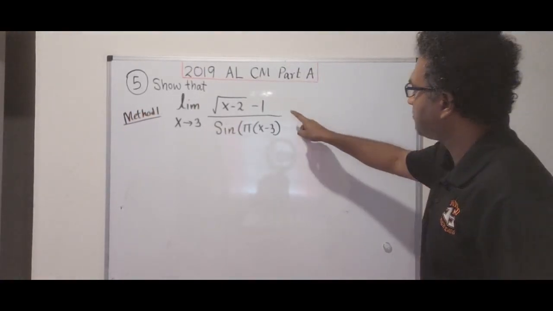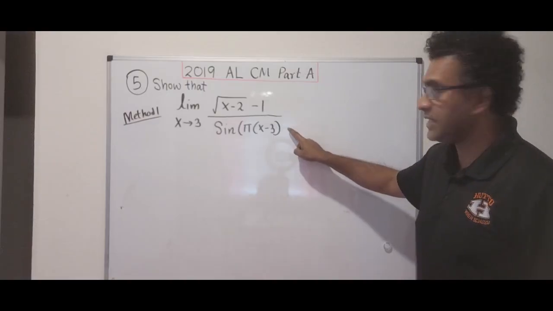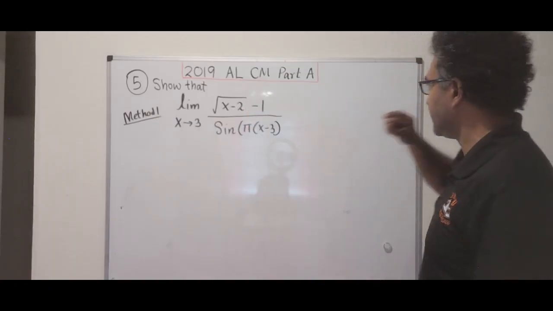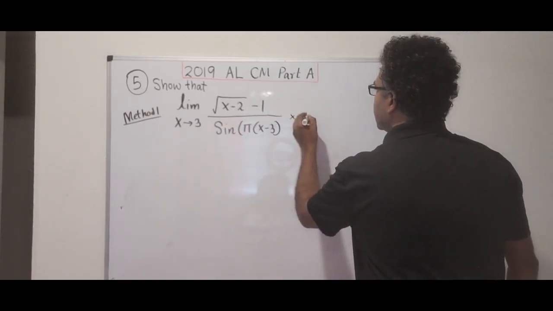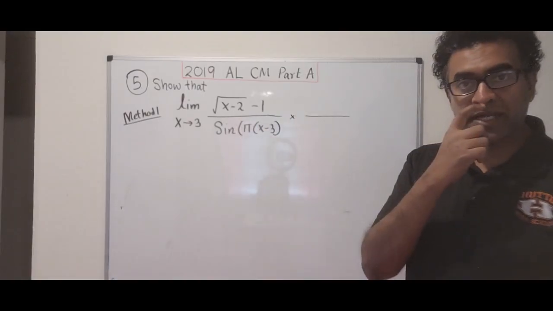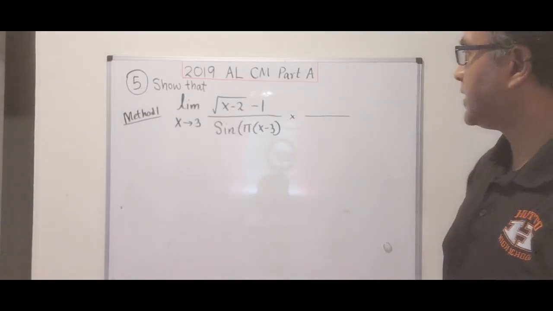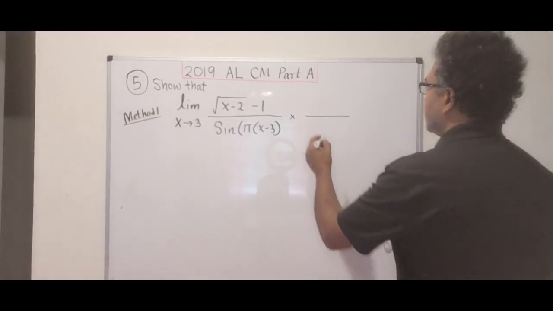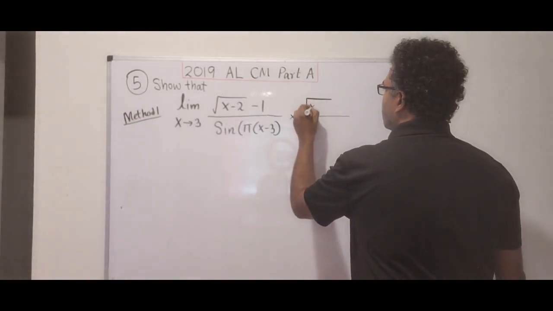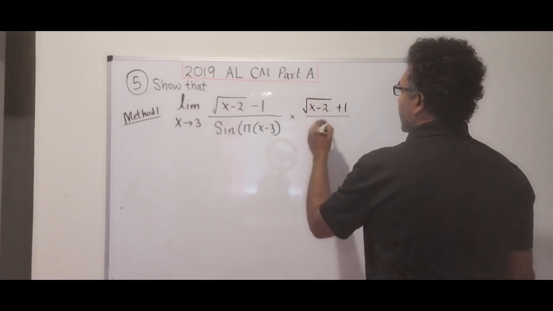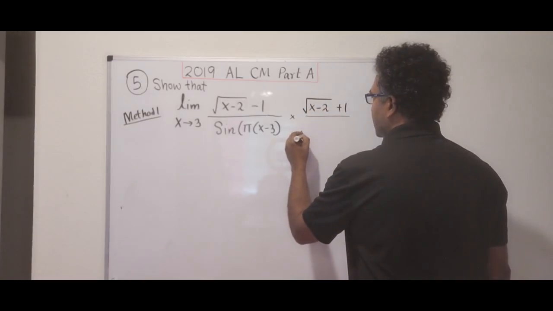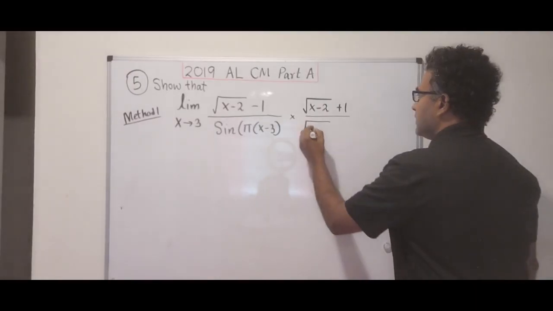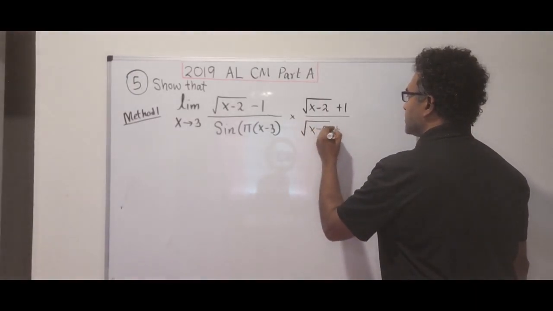I'm going to multiply the numerator and the denominator by the conjugate of this numerator. The numerator is square root of x minus 2 minus 1, so its conjugate is going to be square root of x minus 2 plus 1. I'm going to multiply the numerator by that, and then do the same thing in the denominator, so thereby it's just like multiplying by 1. So square root of x minus 2 plus 1.